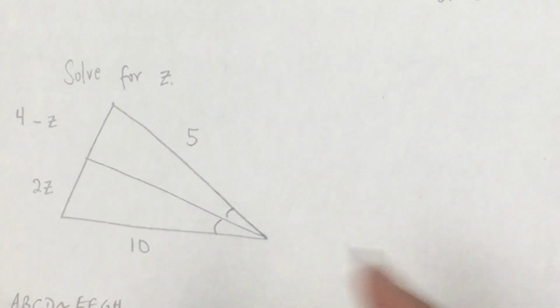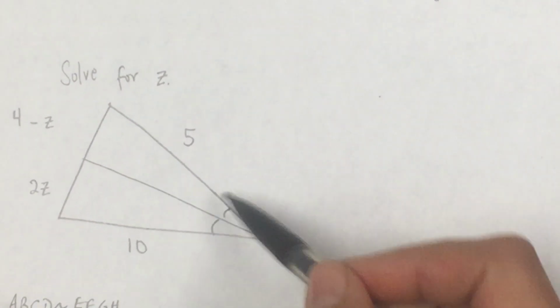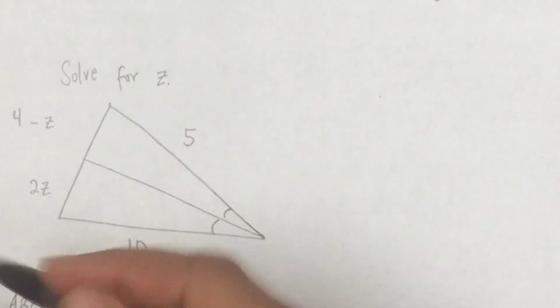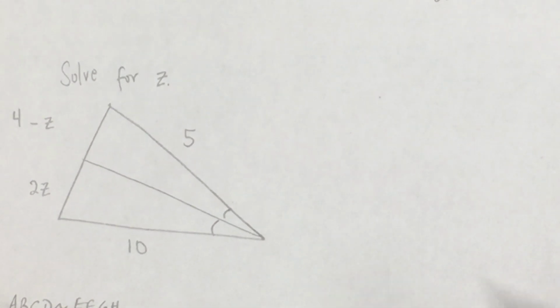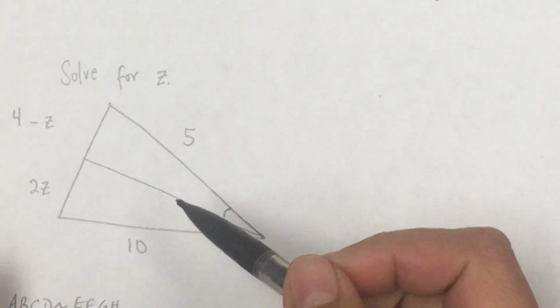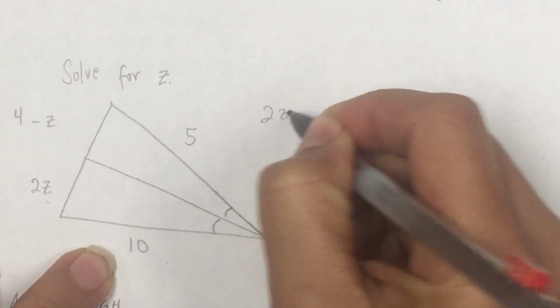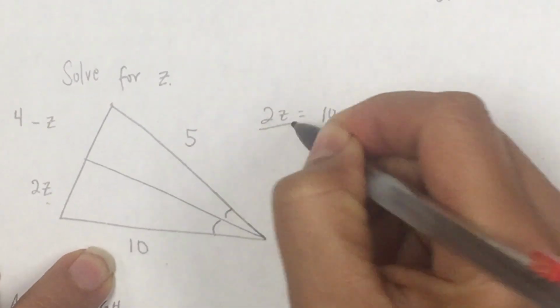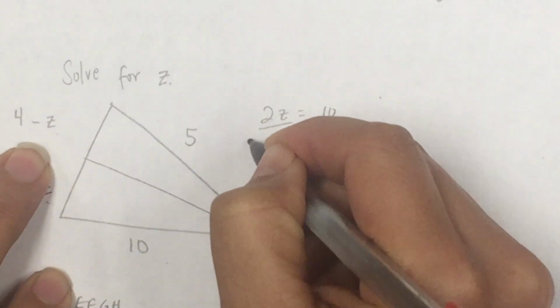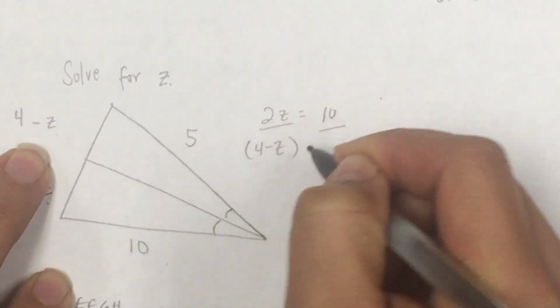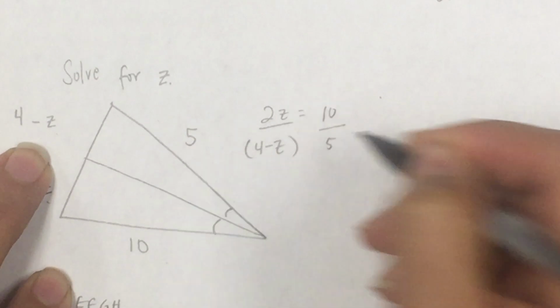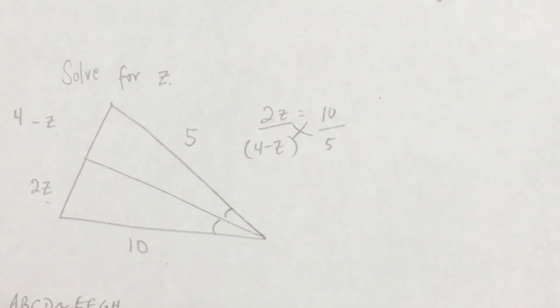All right, if you have this triangle and it tells you solve for Z, they're automatically similar because it's inside the same triangle. So to solve it, it's really simple. Just set up the equation. So 2Z goes with 10. And then 4 minus Z, always put it in parentheses, 4 minus Z goes with 5. All right, cross multiply and divide.